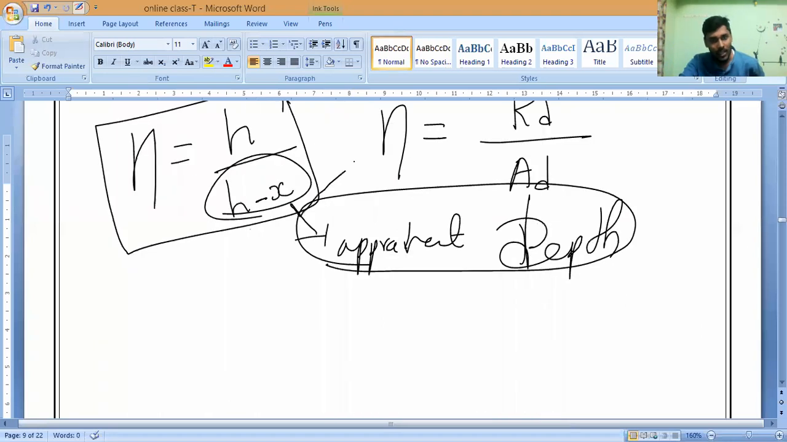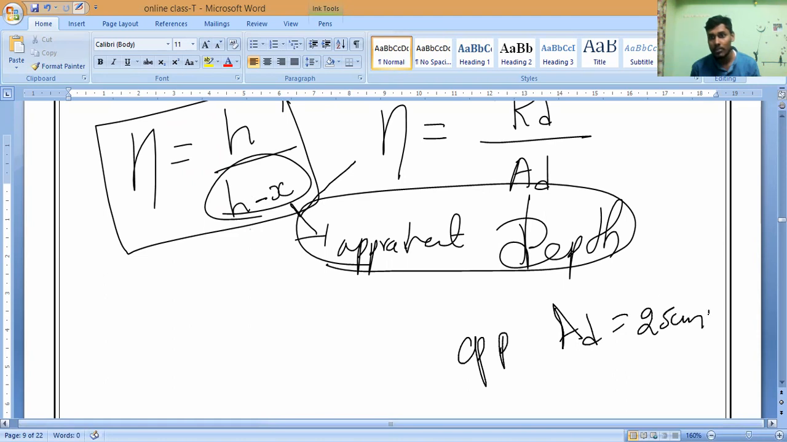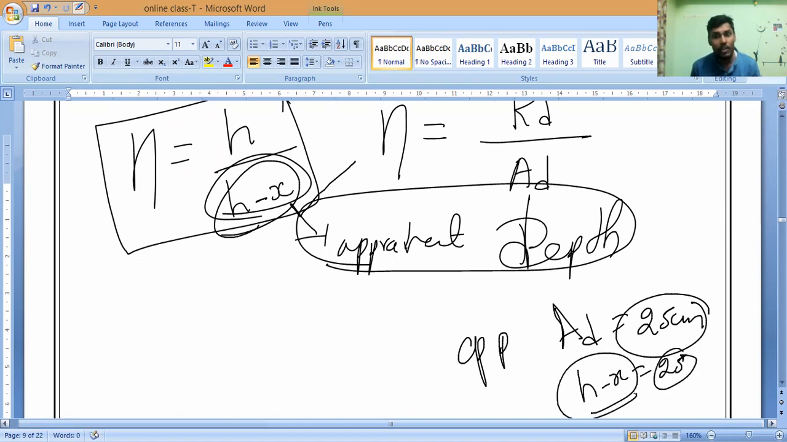So x indicates what, guys? Vertical shift. H minus x indicates apparent depth and h indicates real depth. Sometimes in a question, they will directly give you the apparent depth. Remember, apparent depth is equal to 25 centimeters. So by that time, don't take h minus x. Already they have given h minus x is equal to 25 centimeters. Do you understand, guys?